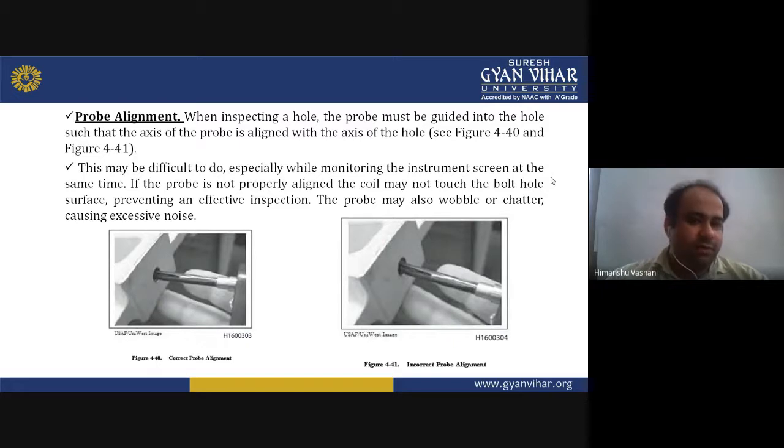Okay, so this may be difficult to do. Why? Because probe alignment is really important. If you are having a bolt hole, just make sure that while inspecting a hole, the probe is guided into the hole such that the axis of the probe is aligned with the axis of the hole, especially while monitoring the instrument screen at the same time. If the probe is not properly aligned, the coil may not touch the bolt hole surface, preventing an effective inspection. The probe may also wobble or chatter, causing excessive noise. So you should go for correct probe alignment as shown in the first figure on the left hand side. So let's start with the MCQs now.